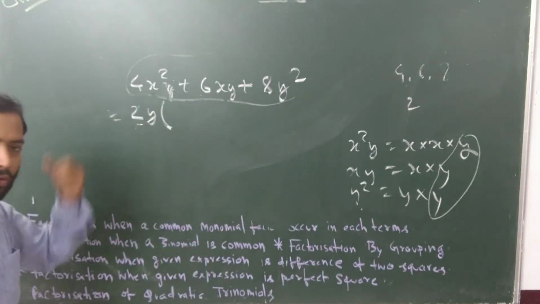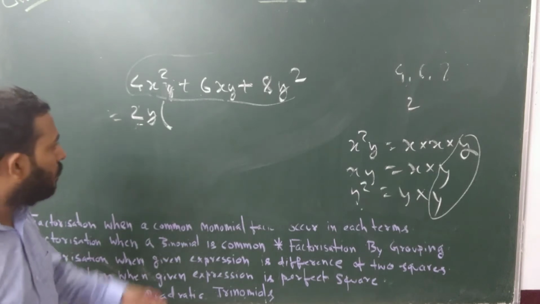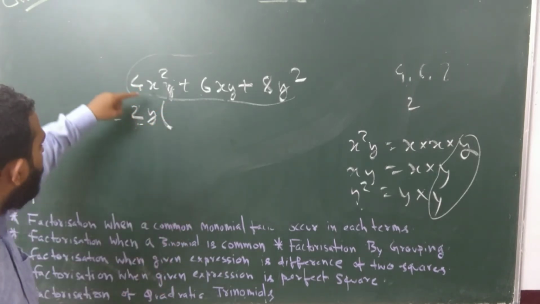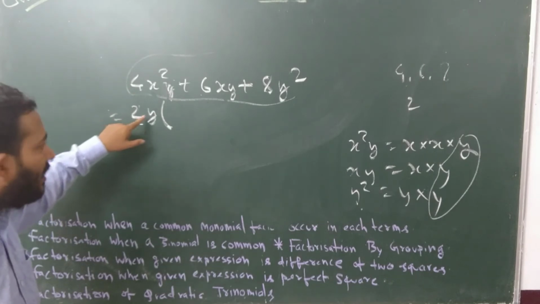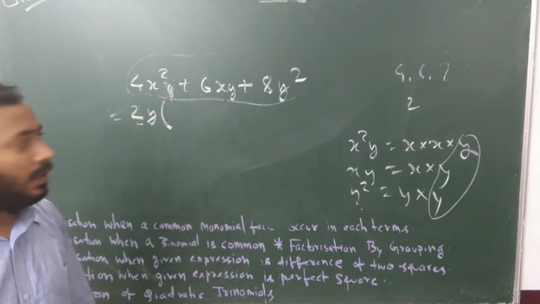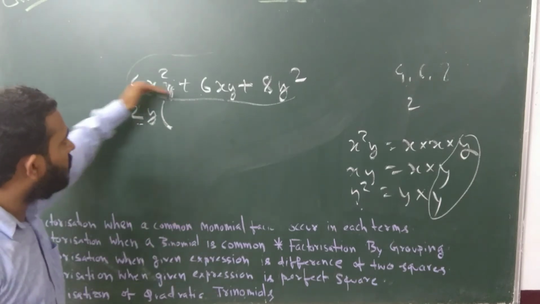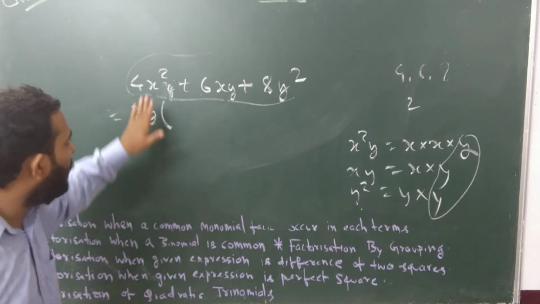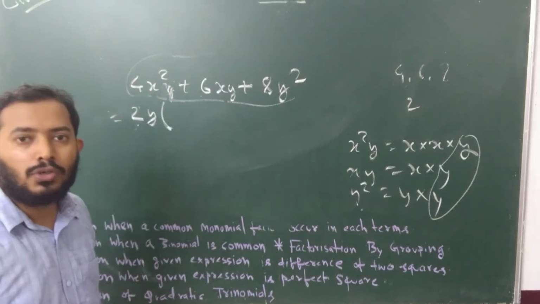Now we have a monomial outside. And whatever you have taken out will not repeat here. That means already we have taken out 2 outside, so we'll not keep our 2 here. That means we'll divide it by 2. We'll divide this whole thing by 2y, because we have taken out 2y outside. So we need to divide this whole thing by 2y.